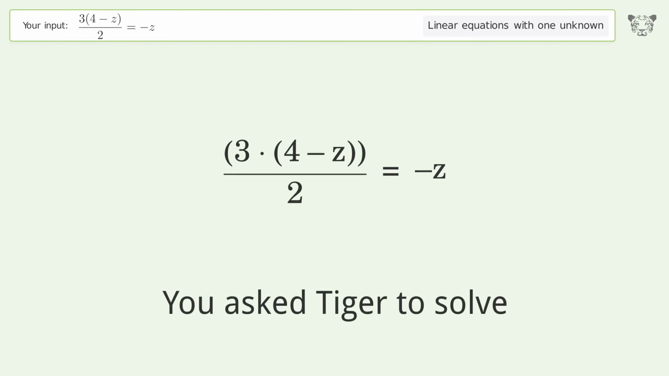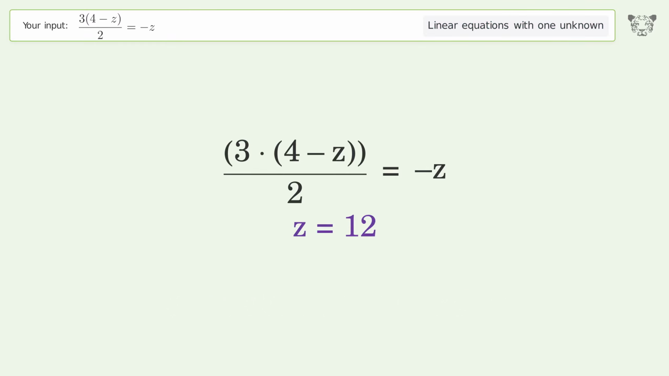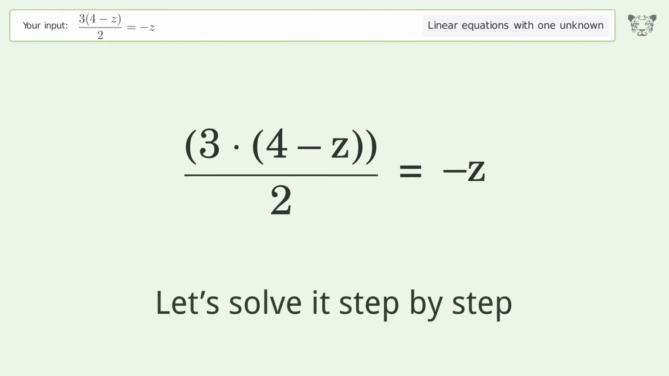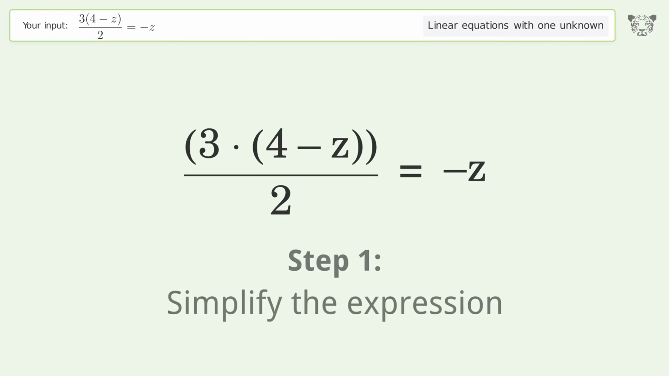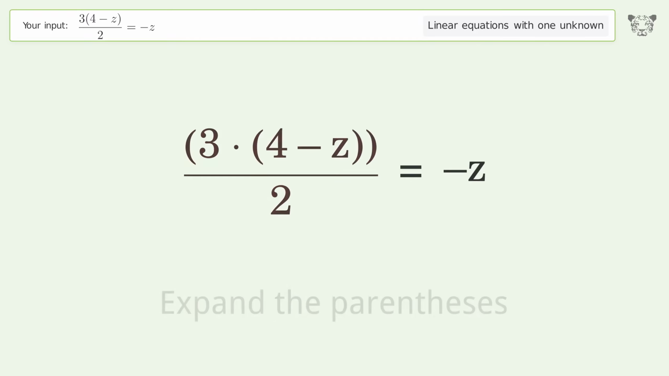You ask Tiger to solve. This deals with linear equations with one unknown. The final result is z equals 12. Let's solve it step by step. Simplify the expression. Expand the parentheses.